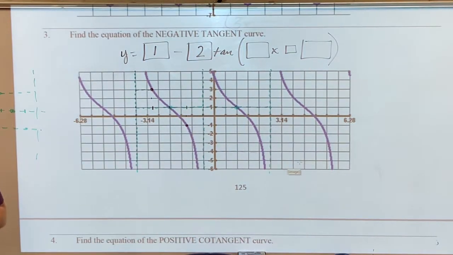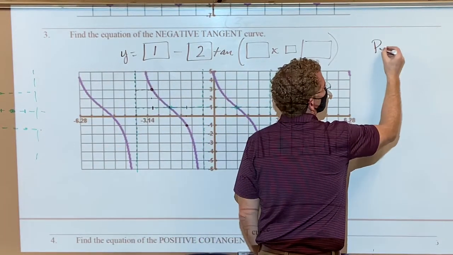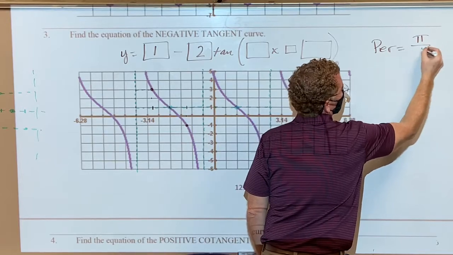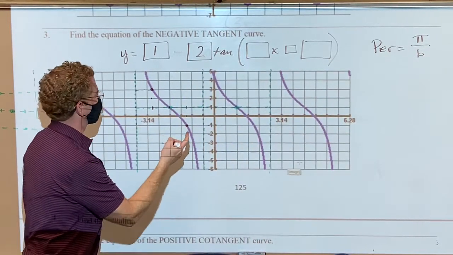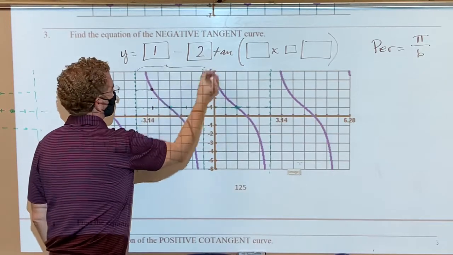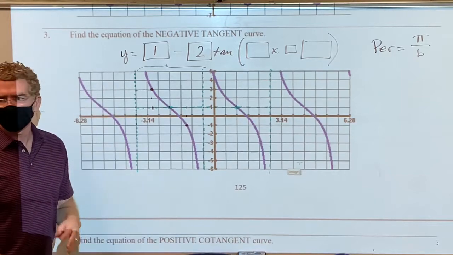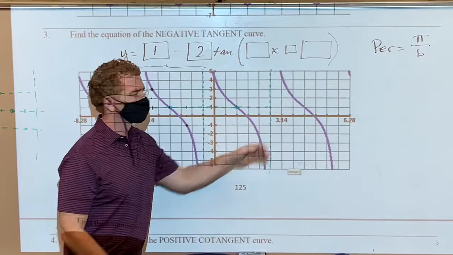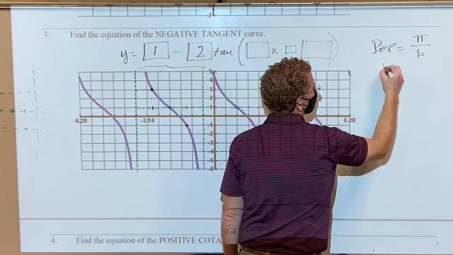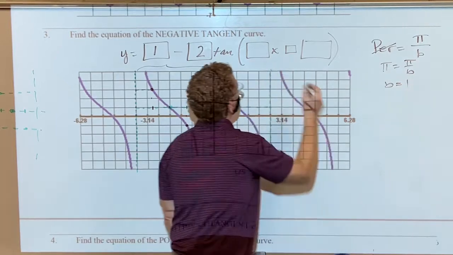And then what did we say would probably be the best thing to find first? That the period no longer is 2 pi over b, it is pi over the b value. And what's the length of the period here? Looks to me like it is 1, 2, 3, 4, 5, 6 ticks. How big is 6 ticks? Pi. So I'm going to replace that with pi. And if pi is pi over b, cross multiply, solve whatever, b is 1.